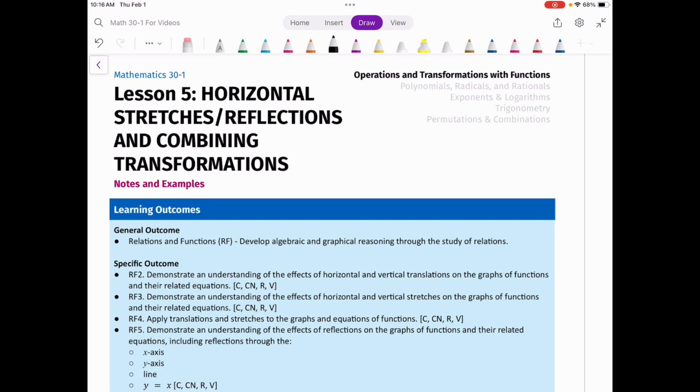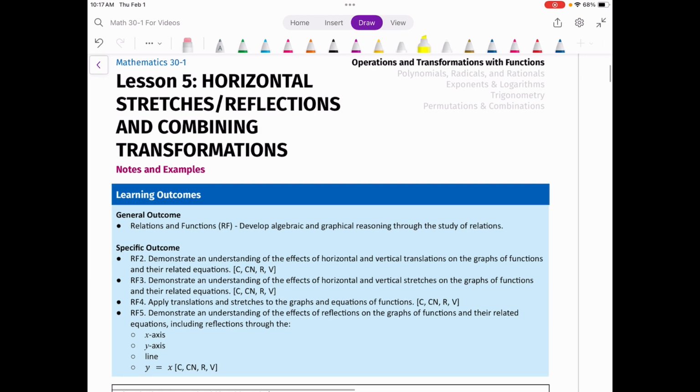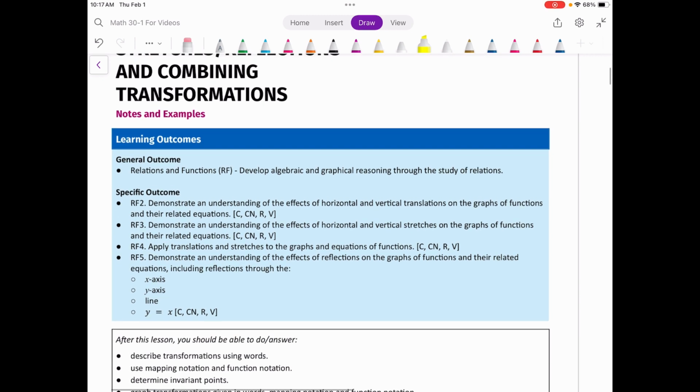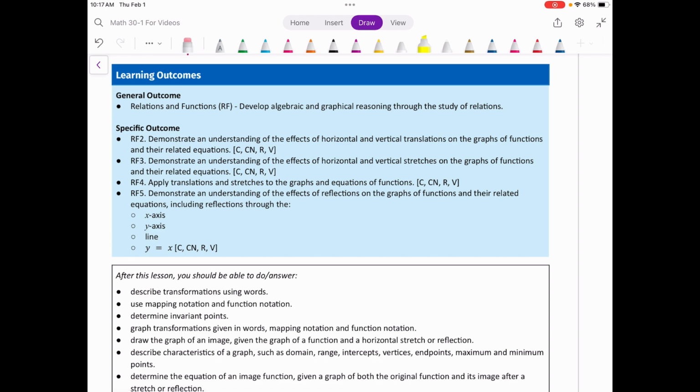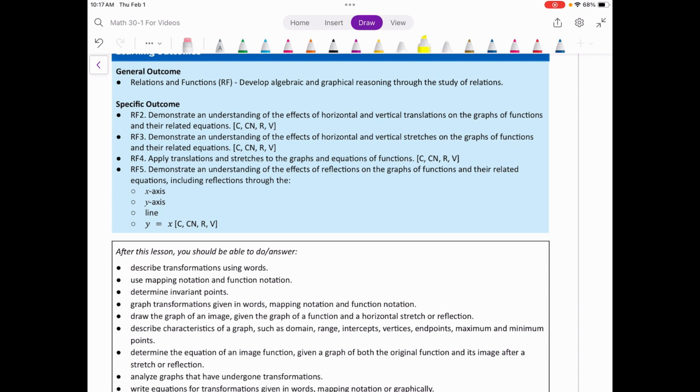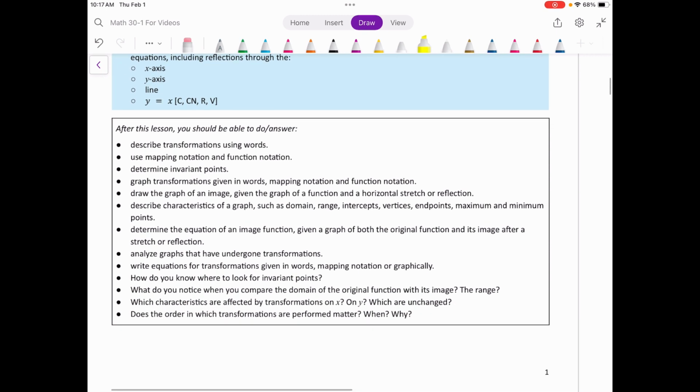Alrighty, folks, and now we're moving into our final lesson for Unit 1, Lesson 5 of 5. In this lesson, we're going to talk about horizontally stretching and reflecting functions, and we're also going to put them all together. All of the transformations we've discussed, we're going to look at situations where we might be doing any combination of a translation and a stretch and a reflection. So we'll get into that in a moment here.